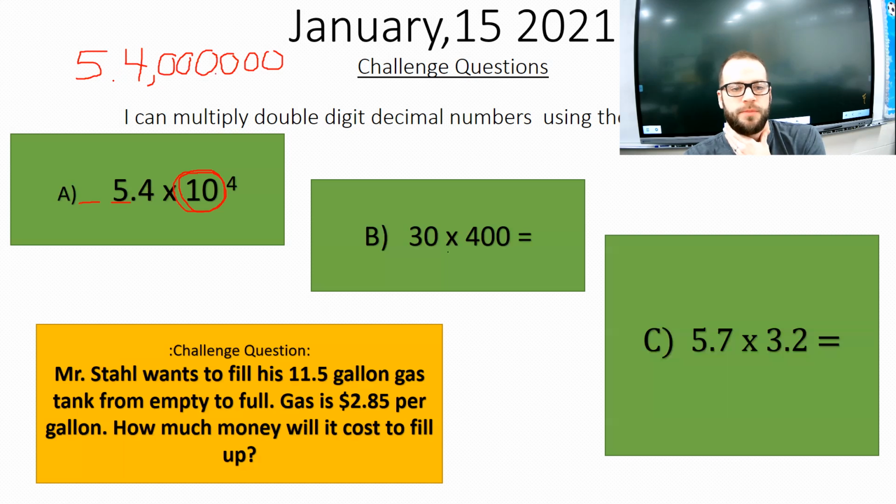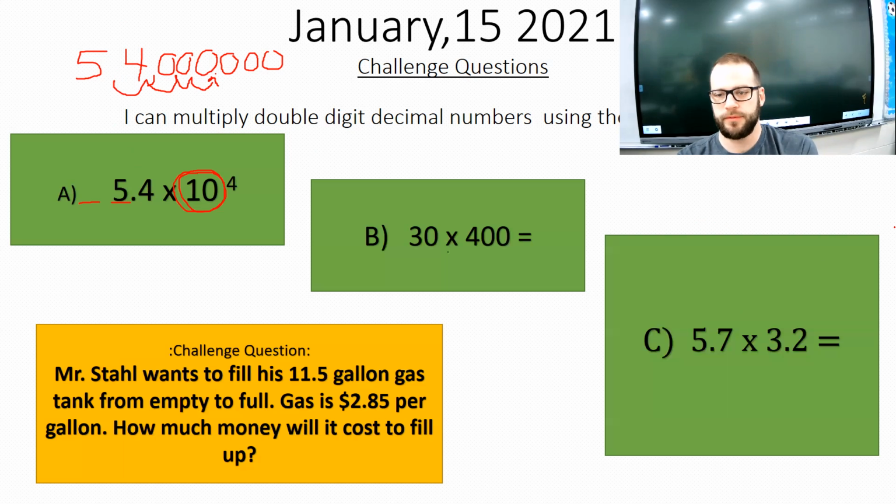Okay, let me show you one more time. 5.4, here's your decimal, multiplied by 10. So it was 5.4 multiplied by 10 to the first power, second, third, fourth. And that's where our decimal ends, right there. It ends up becoming 54,000.